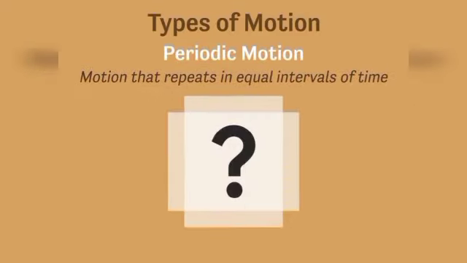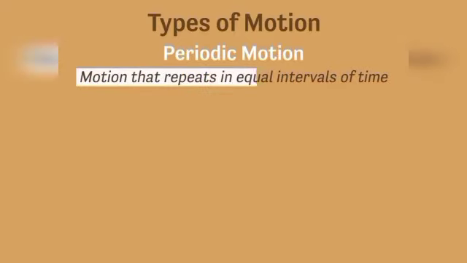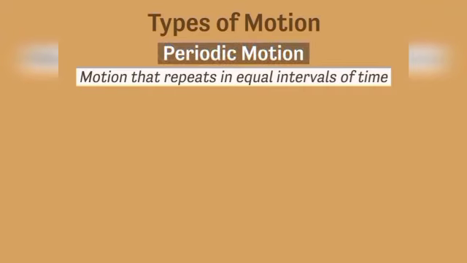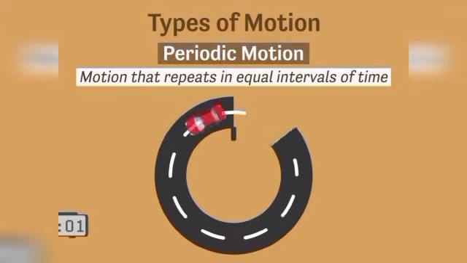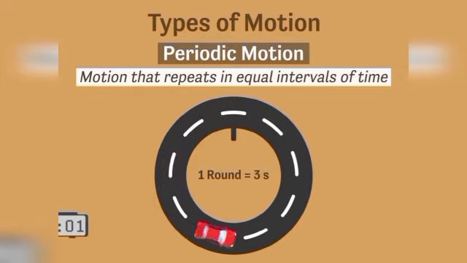intervals of time. Can you think of any example of this type of motion? Any object repeating its motion in equal intervals of time will be undergoing periodic motion. Assume an object is moving in a circle and it's covering each round in every 3 seconds. Is it performing a periodic motion? Absolutely. Since it's repeating its motion along the same path in every 3 seconds, it's undergoing periodic motion.